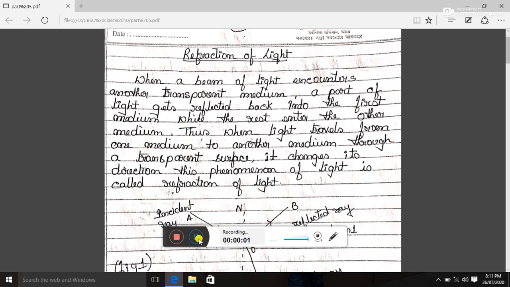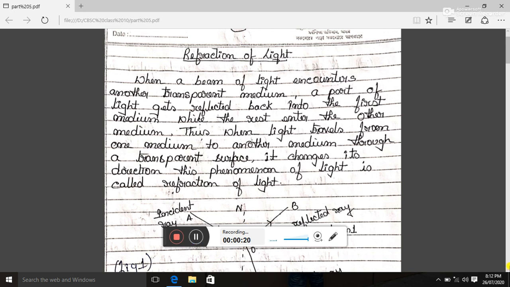Hello students, today I am going to start my 5th lecture on light, reflection and refraction. In our previous 4 lectures, we have studied about reflection of light. From now onwards, we will study on refraction of light.